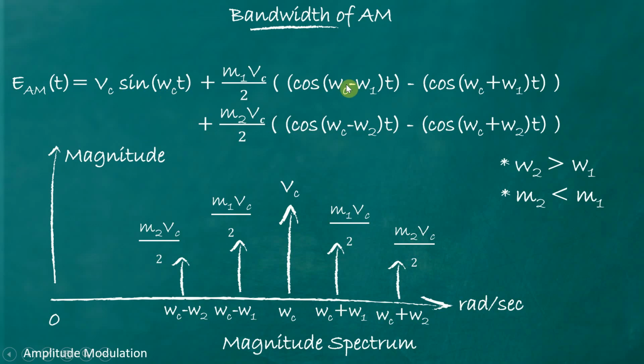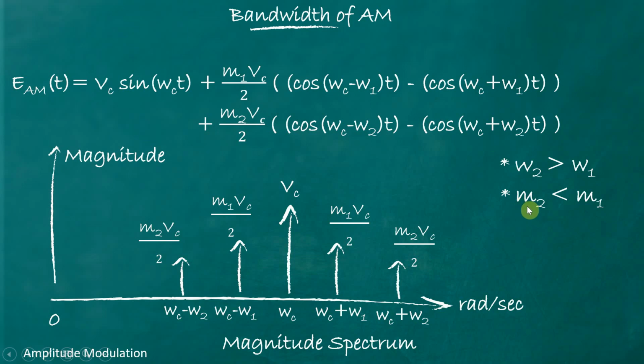One is omega c, second is omega c minus omega 1, omega c plus omega 1, omega c minus omega 2, omega c plus omega 2. Means there are 5 frequency components, right? So these 5 frequency components I have mentioned here. Here frequency is considered in terms of radian per second and the corresponding amplitudes are mentioned. So this is the magnitude spectrum.